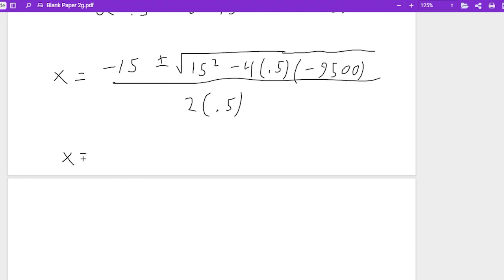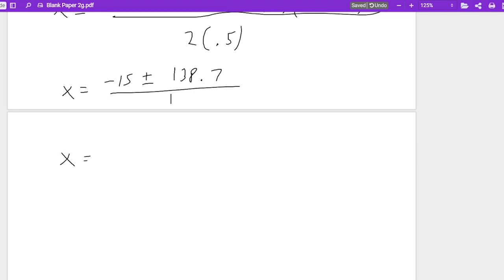We're going to get x equals negative 15 plus or minus 138.7, all divided by 2 times 0.5, which is actually just 1, which means you don't even have to write divided by 1. And once again, I'm going to split it up into the plus and minus version. So the first version is negative 15 plus 138.7, and the other solution will be x equals negative 15 minus 138.7.